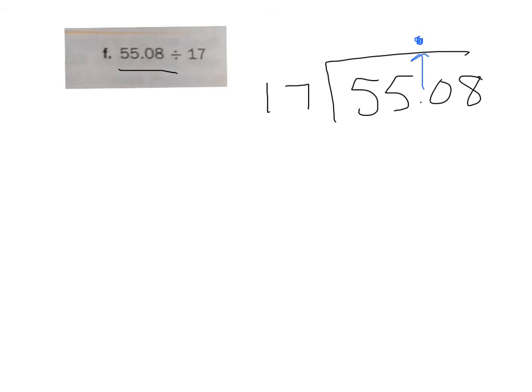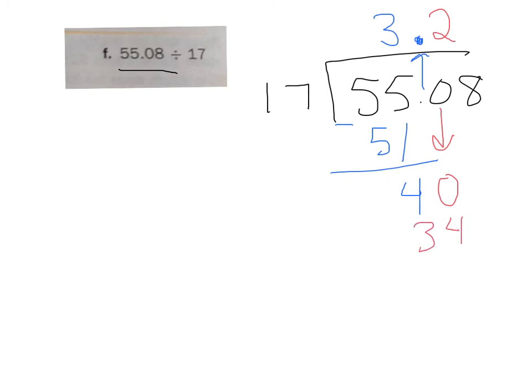17 times what gives us 55? Well, 3 gets us close. If you do not know that, you should do the multiplication on the side. 17 times 3 is 51. Subtract that. 5 minus 1 is 4. 5 minus 5 is 0. My next step is to bring that 0 down. 17 goes into 40 twice. 17 times 2 is 34.